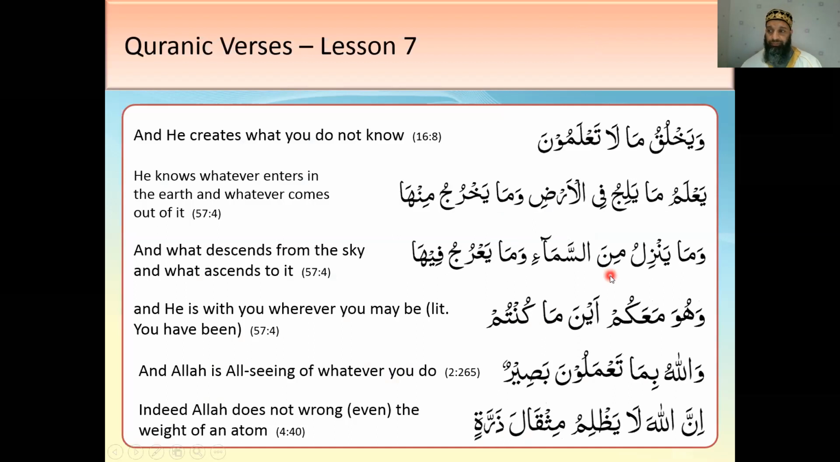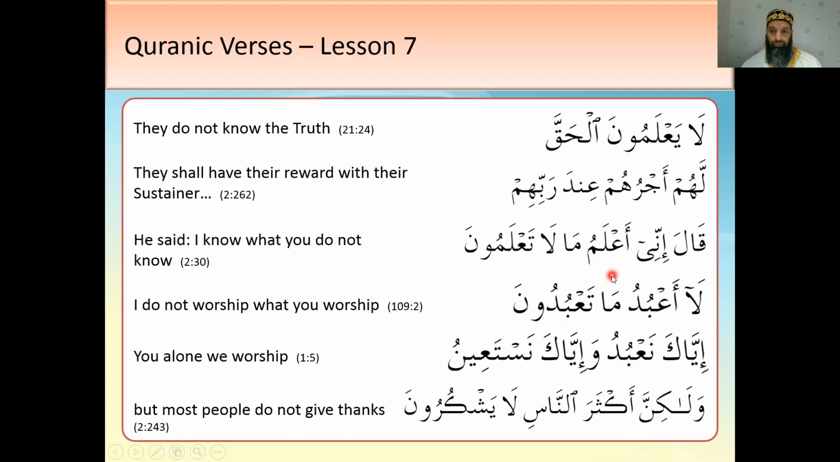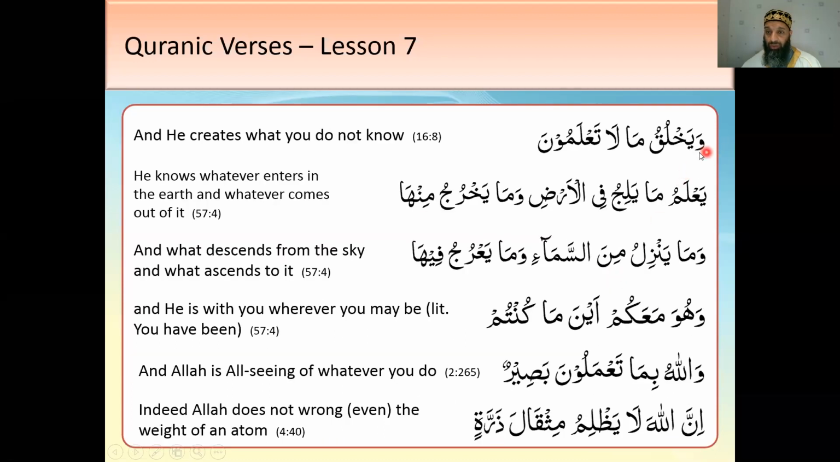These are the verses here. Look, وَيَخْلُقُ, and he creates, مَا لَا, what not, تَعْلَمُونَ, you all know. So you all know. Remember, you all know. And the ya is he knows. The ta is you know. The ya is he knows. So remember, get used to the ta meaning you and ya meaning him. That's a take home lesson there.